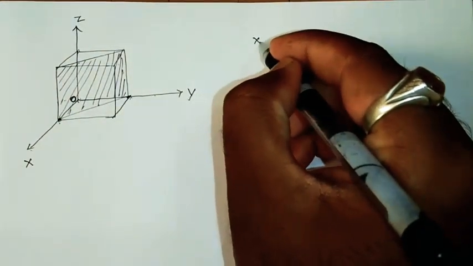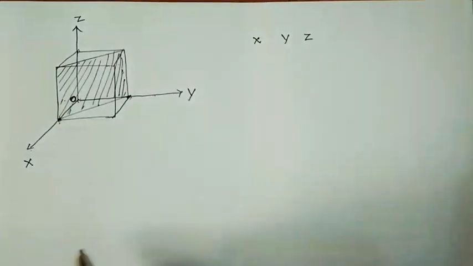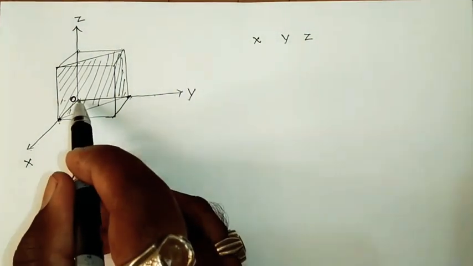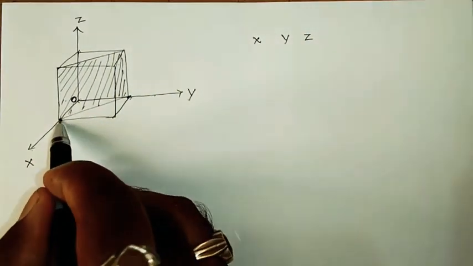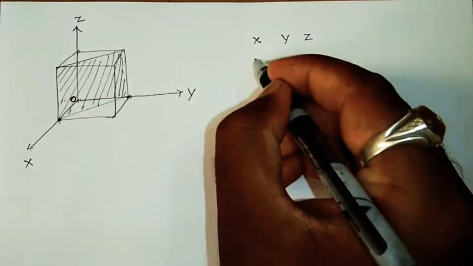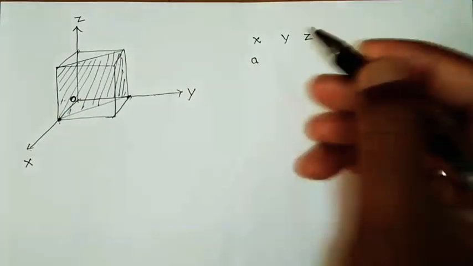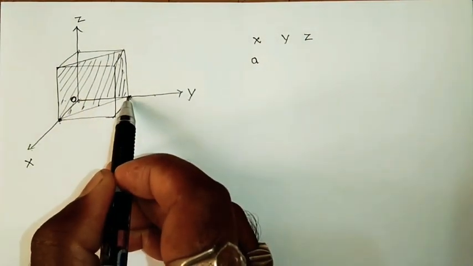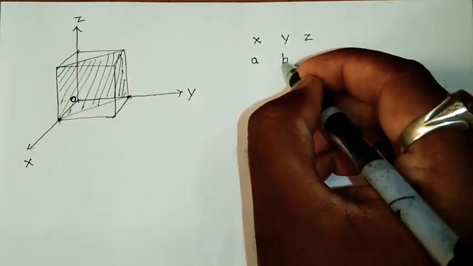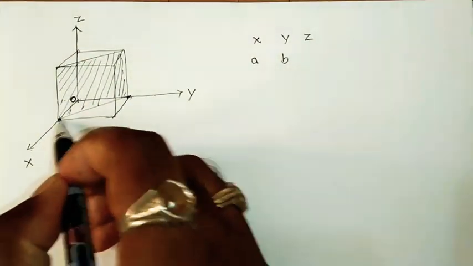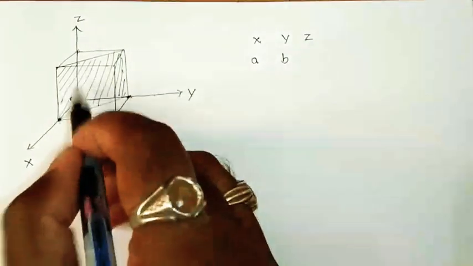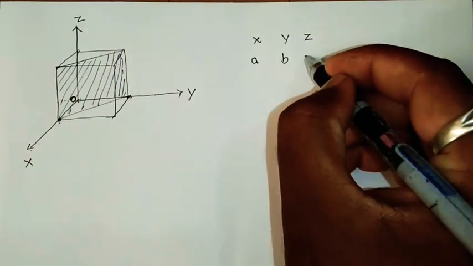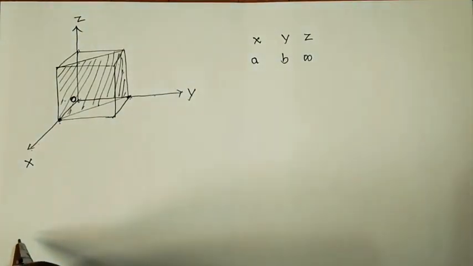So now we shall develop the Weiss indices for this particular plane. We shall take the Cartesian coordinates x, y and z. Along x, from the origin up to this point we have the orientation, so we shall consider it as a, and from the origin till this point we have the orientation, so we shall consider this as b, and there is no orientation of this particular plane along the z-axis, so we shall consider this as infinity.